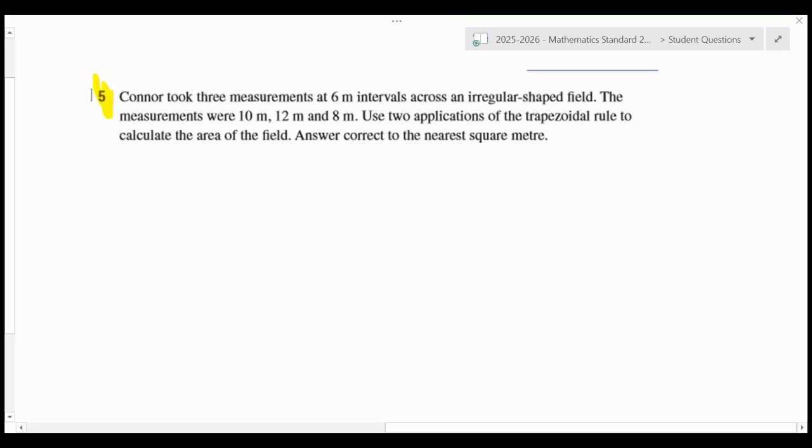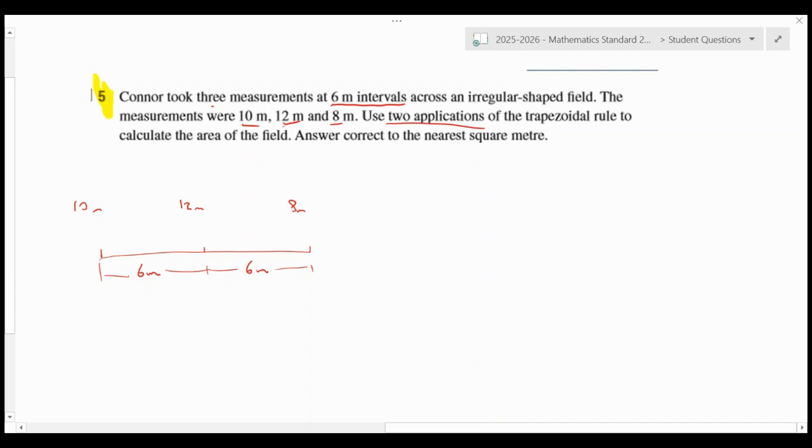So, a couple of things here. He's taken 3 measurements there at 6 metre intervals: 10, 12, and 8, and we need to use 2 applications. All right, first things first, I'm going to draw myself a diagram, okay? Now, it says he's taken 3 measurements, 1, 2, 3, at 6 metre intervals, which means those gaps there are 6 metres, okay? So that's reading that. And then they were 10, 12, and 8 metres. Okay, so they're my 3.